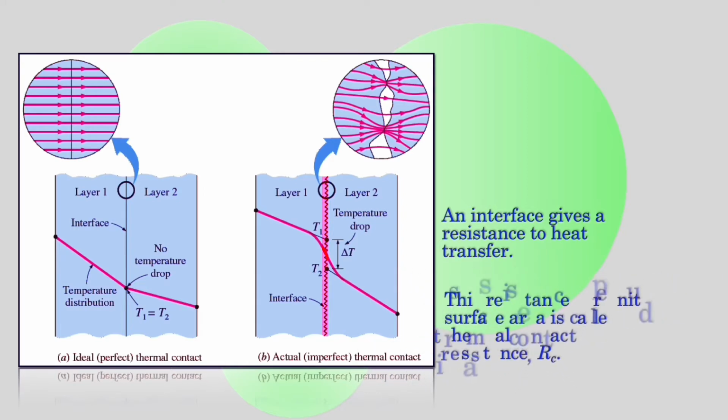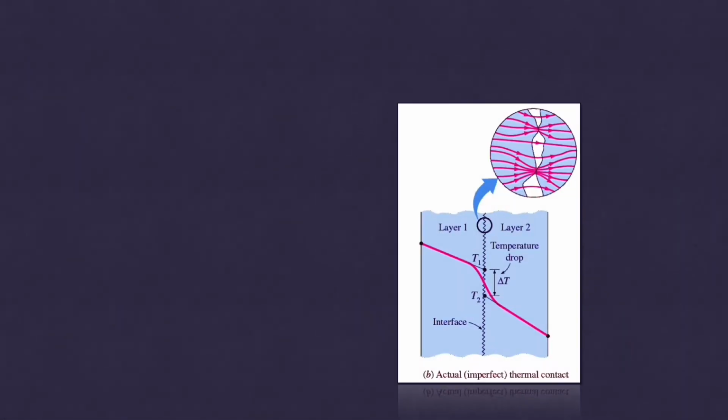In reality, however, even flat surfaces that appear smooth to the eye turn out to be rather rough when examined under a microscope. An interface contains numerous air gaps of varying sizes that act as insulation because of the low thermal conductivity of air.